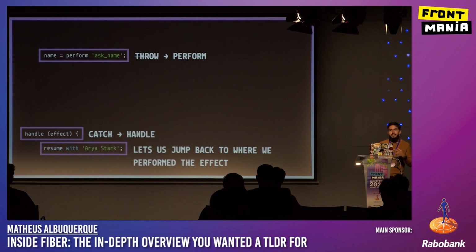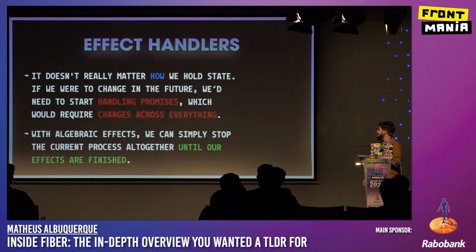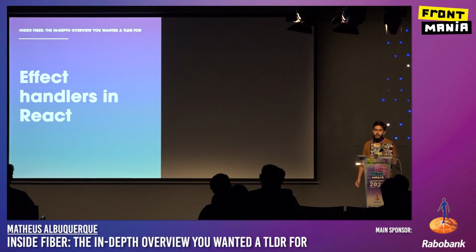And even though this example is really simple, for me it kind of shows the power of effects, because it doesn't really matter how we hold the state. It could be some local store, it could be accessing a database, it could be an API call, or anything that's async. And different from what we saw in promises, we don't have to go bottom up updating the whole code, because with algebraic effects we can simply change how the effect is being handled and we're good to go. And you might be wondering again, what does that have to do with React at all?